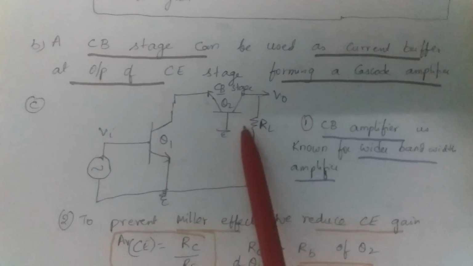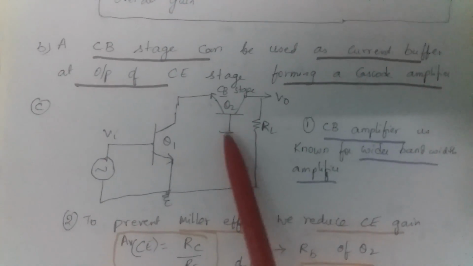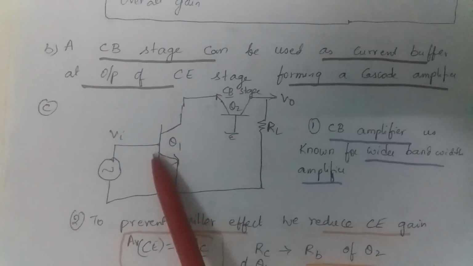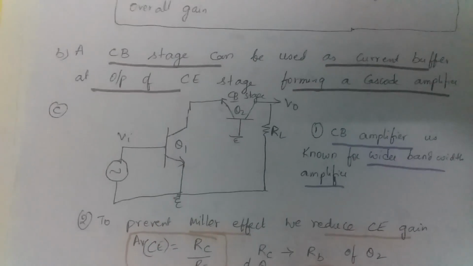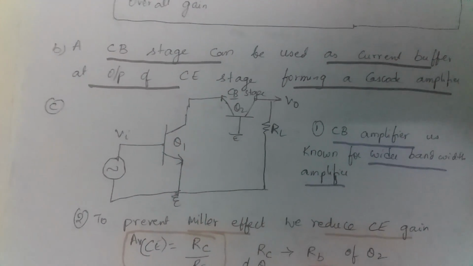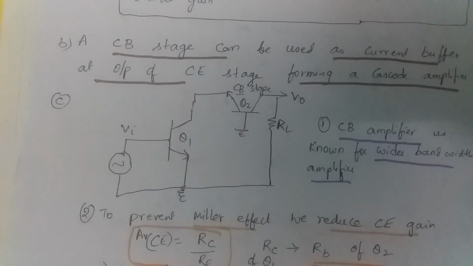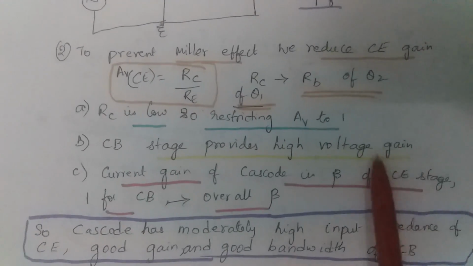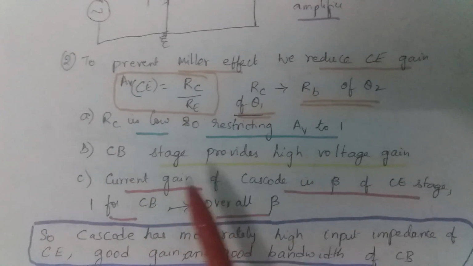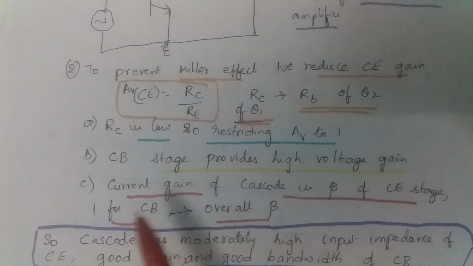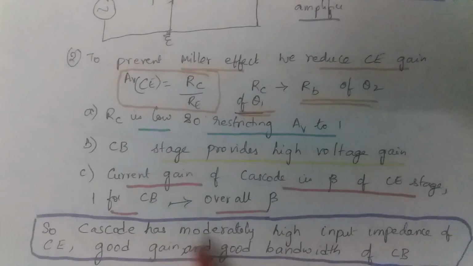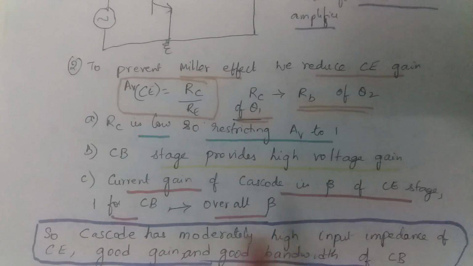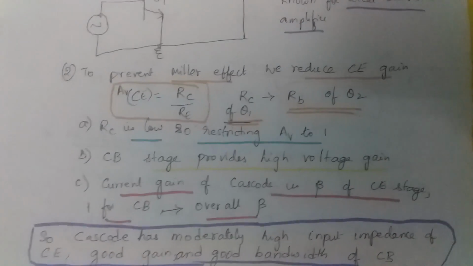We know that the CB stage is a wide bandwidth amplifier. To prevent Miller effect, we are reducing the CE gain. So AV of CE is equal to RC by RE. RC of Q1 is RB of Q2. RC is low, so restricting AV to 1. The CB stage provides, as we have seen, high voltage gain. Anyway, its current gain is less. So the current gain of the cascade is beta of the CE stage and 1 for CB. So overall, the current gain of the cascade stage is beta. The cascade has the moderately high input impedance of CE, and good gain and good bandwidth of CB.